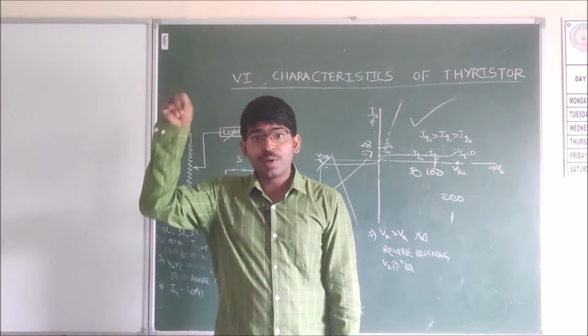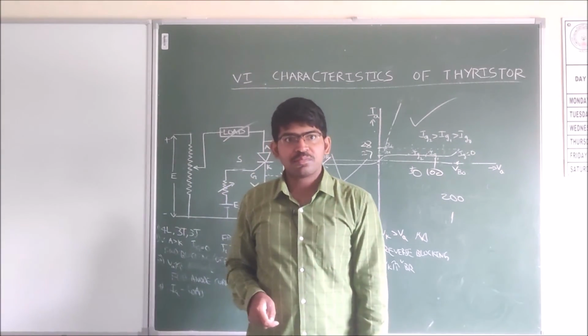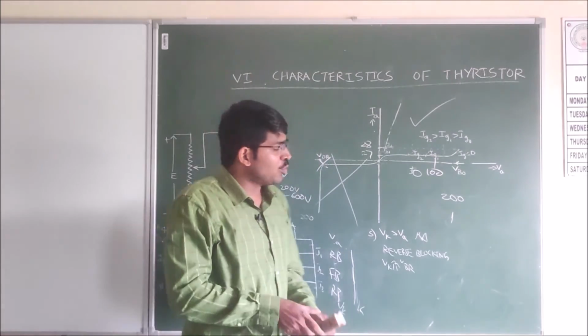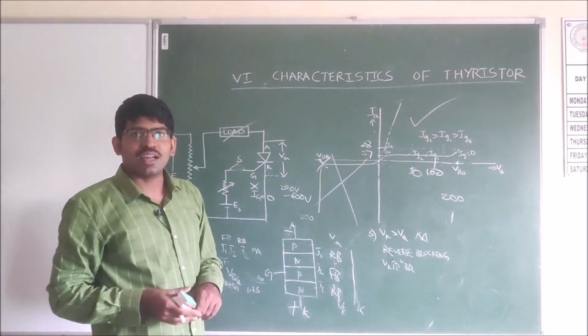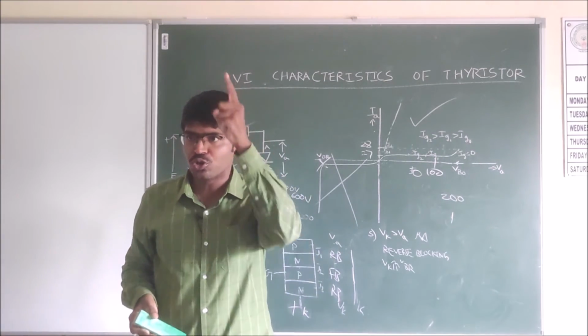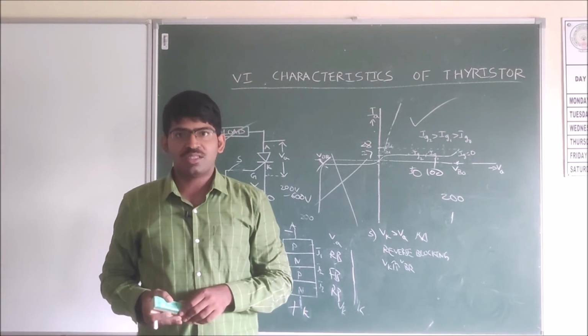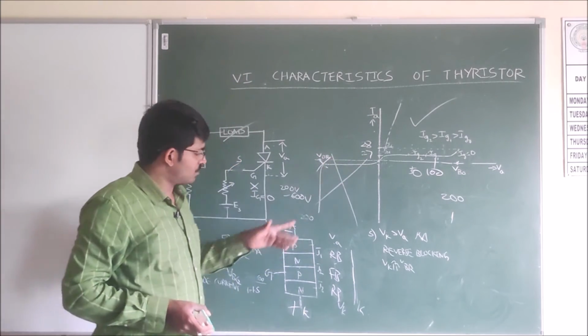The thyristor can be turned on by providing the gate current. But once the thyristor is on, if we remove the gate current, the thyristor will not turn off. We require an external load to turn off the thyristor. These are the VI characteristics of the thyristor.